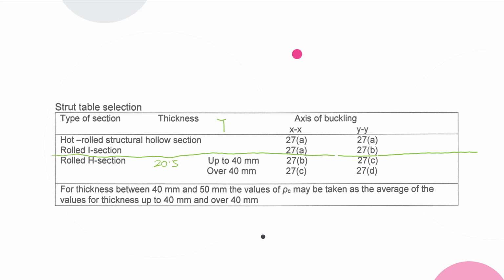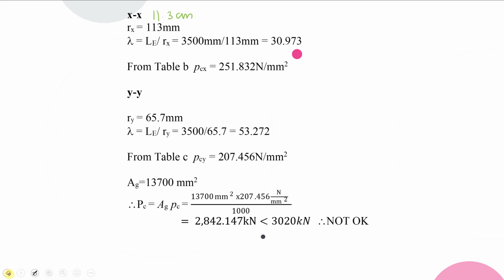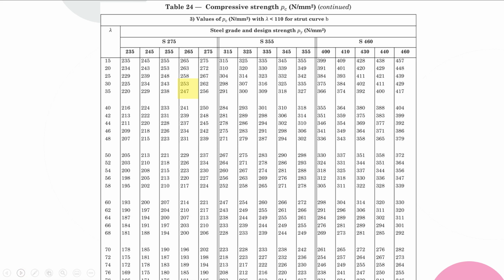So which table do we refer to? We will check curve B and curve C for YY. So now we are calculating curve B for XX. So we refer to curve B. Okay, so refer to curve B. We check our slenderness ratio again, 30.973. Okay, and refer to the curve B table. So here I have the curve B table.